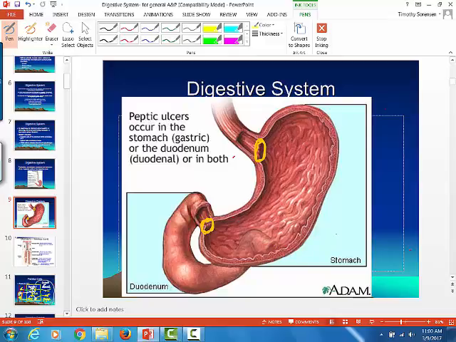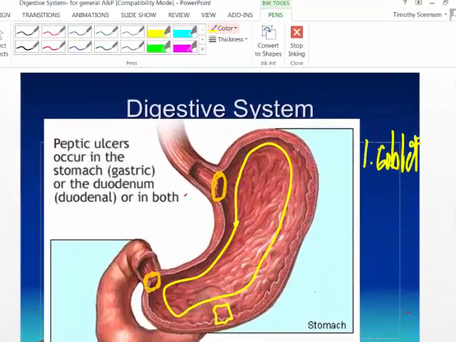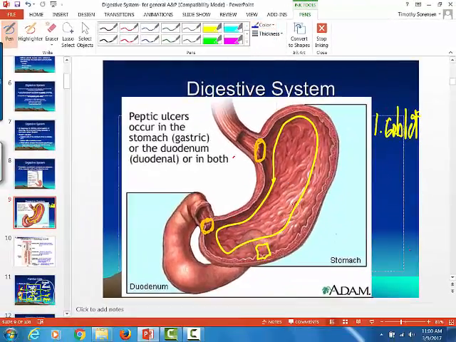Okay. So watch. There are three specialized cells that make up the lining of the stomach. Number one, you have goblet cells. And what do goblet cells secrete? Mucus. And that mucus coats the inside of the stomach. And it's also rich in a base called bicarbonate, HCO3 negative. That's bicarbonate.